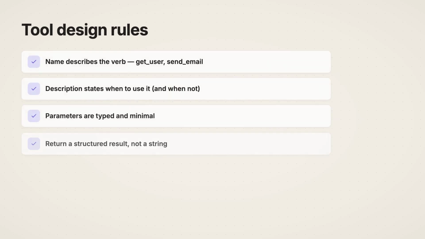Four rules for tool design. Names describe a verb. Descriptions tell the model when to use the tool and when not to. Parameters are typed and minimal. Never let the model guess shape. Returns are structured, never raw strings the model has to parse.